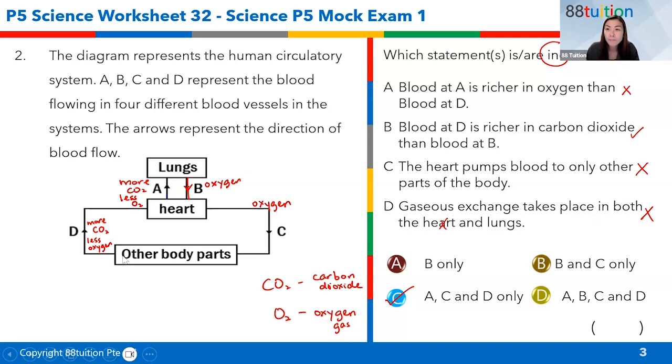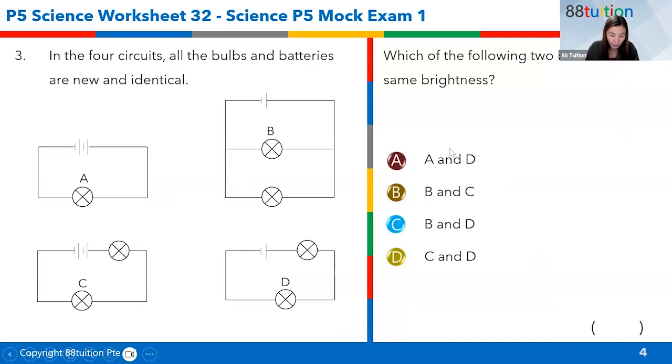Can I go on? Okay, Question 3. Question 3, let's see. Question 3, okay. Yeah, quite a number. Question 3 and 4, a lot of people make mistakes. So I'm going to focus a bit more here.